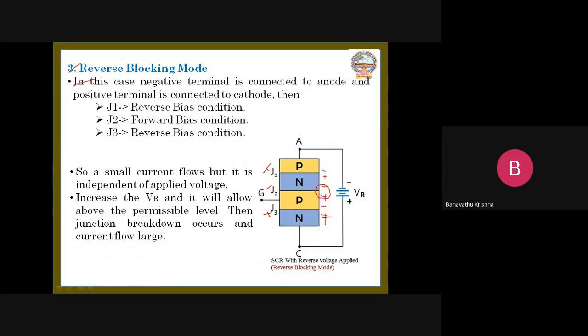Let us see here. In this case, the negative terminal is connected to anode and the positive terminal is connected to the cathode. Then J1 is reverse bias condition, J2 is forward bias condition, J3 is reverse bias condition. So a small current flows, but it is independent of applied voltage. If we increase the reverse voltage VR above the permissible level, then junction breakdown occurs and a large current flows. This is the reverse blocking mode, right?